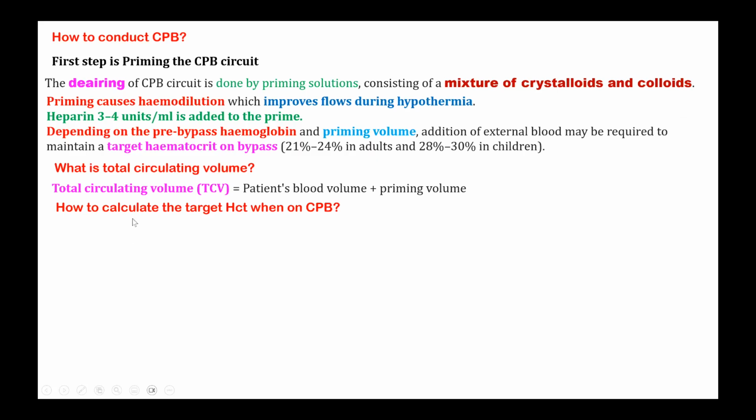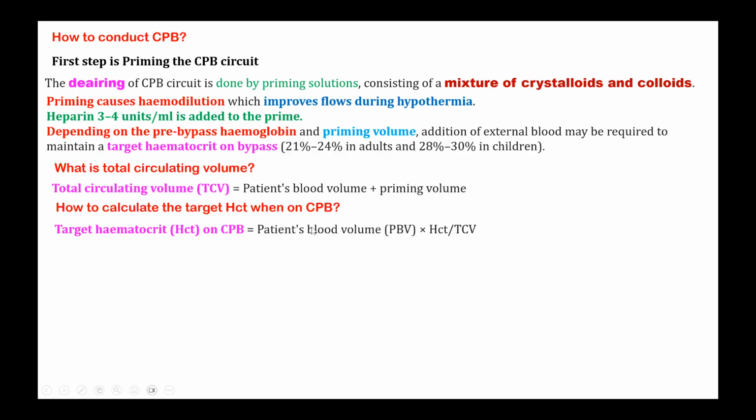Now, second is to calculate the target hematocrit when the patient is on CPB. The target hematocrit is equal to patient's blood volume multiplied by the patient's hematocrit value, which we could already have calculated, divided by the total circulating volume. Then you will get the target hematocrit value on CPB.